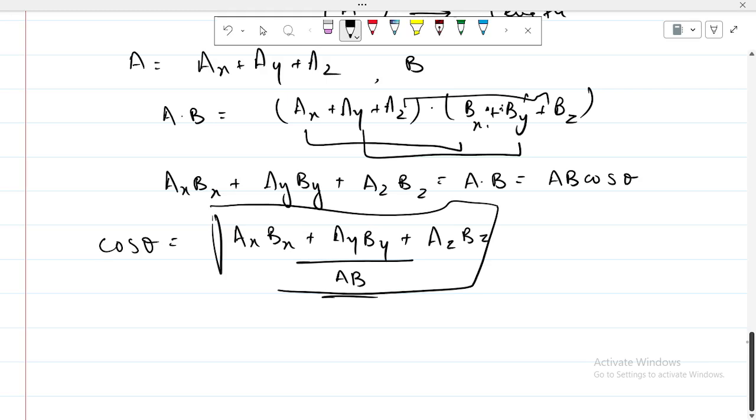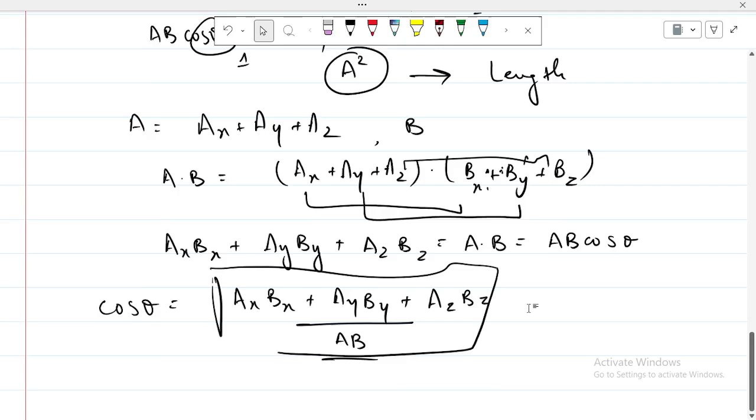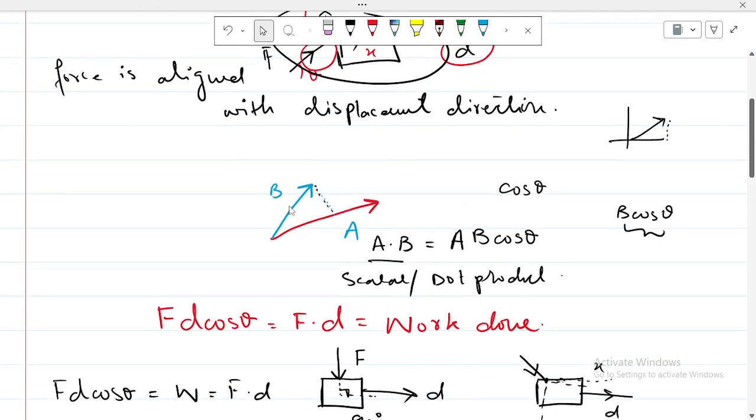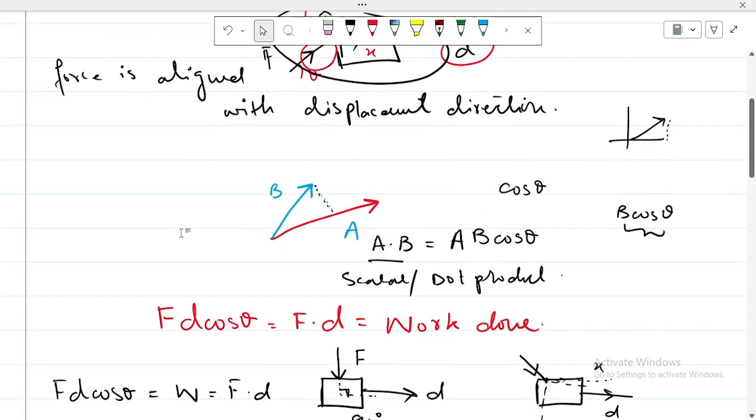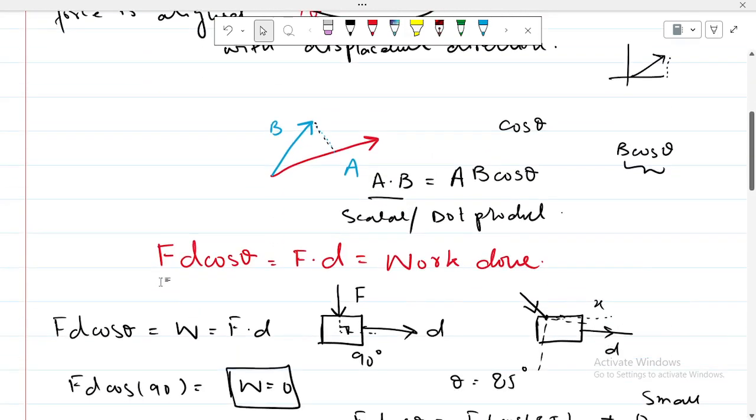And just to highlight it, the dot product, the scalar product, is only used to see how much of one vector is aligned with another, or how much of that vector is projected onto the other. And we have seen an example where work done is really related to the dot product.